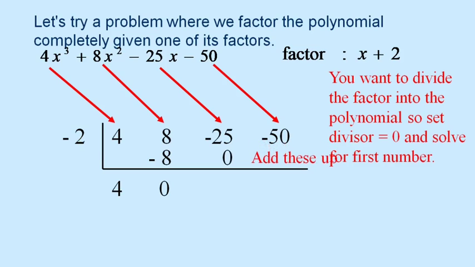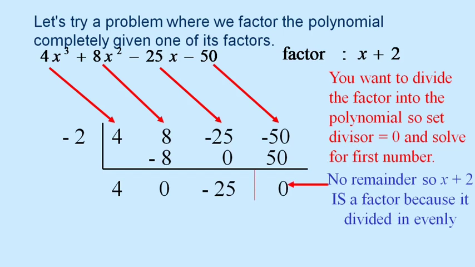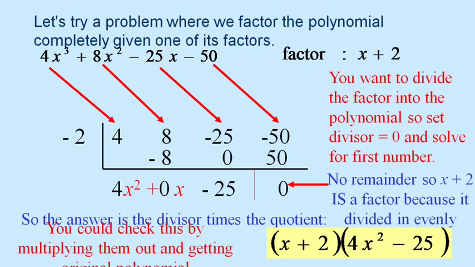So 0 and minus 25 together will give us minus 25 itself. Negative 2 and negative 25 will give us positive 50, and positive 50 and negative 50 will become 0. So here the remainder is 0. So we can put x again. Since here we have three coefficients, we can start from x raised to 2 and x. So 4x square plus 0x minus 25 can be written as 4x square minus 25.